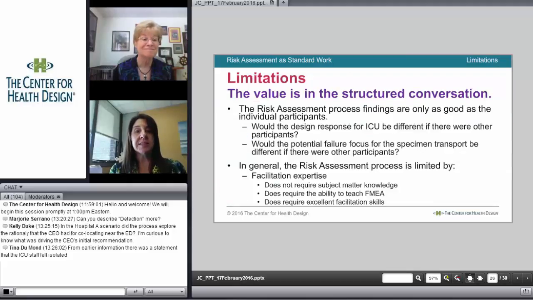So, of course, every kind of research has limitations, and we just state what those are. So what are some of the limitations with the studies that you've conducted? Well, clearly with any FMEA that you do, the value is in the structured conversation. So what that means is who's in the room is of utmost importance. So you have to have a multidisciplinary team in order to have a more robust conversation.